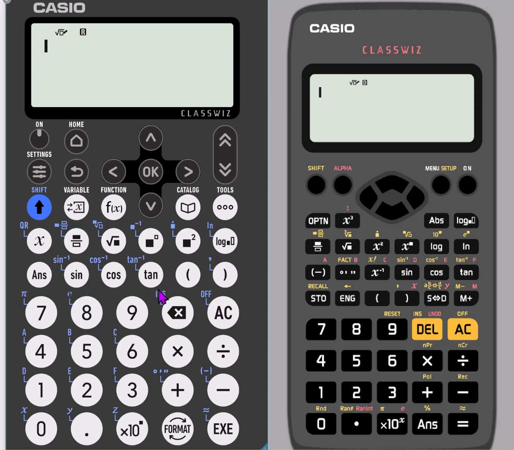Okay, welcome back, students. Just want to point out an error in the new Casio CW that you might need to be aware of. Higher level maths, physics, and even at ordinary level maths.